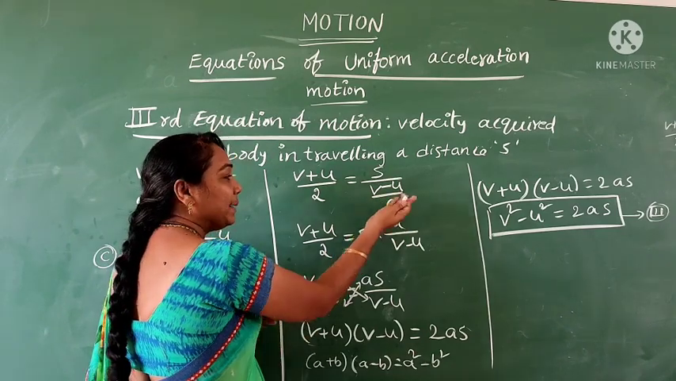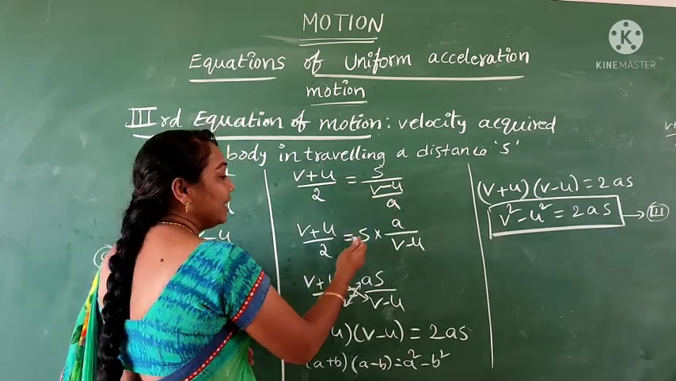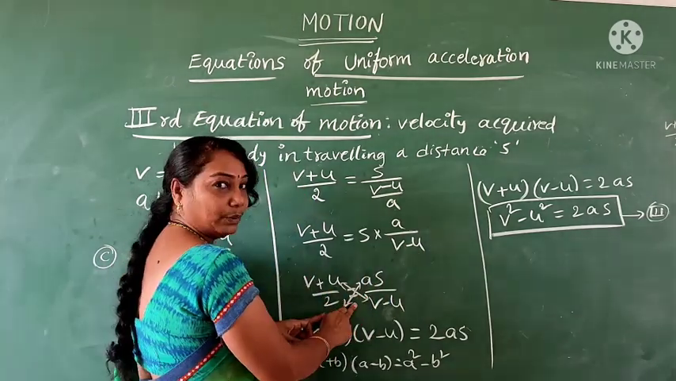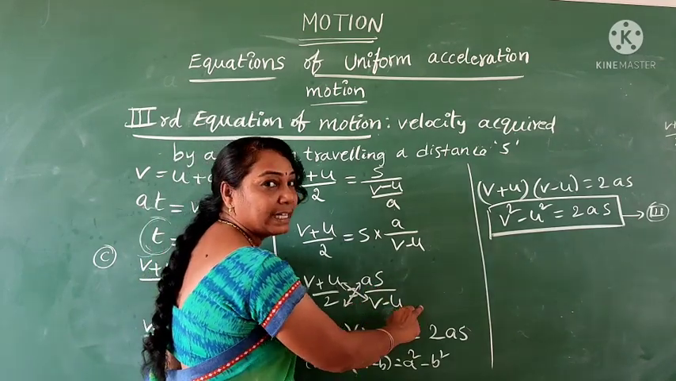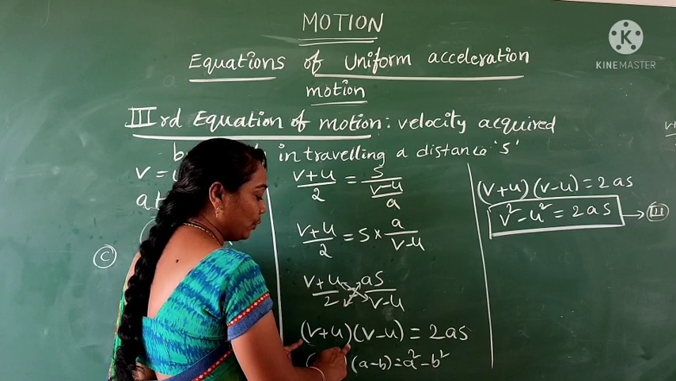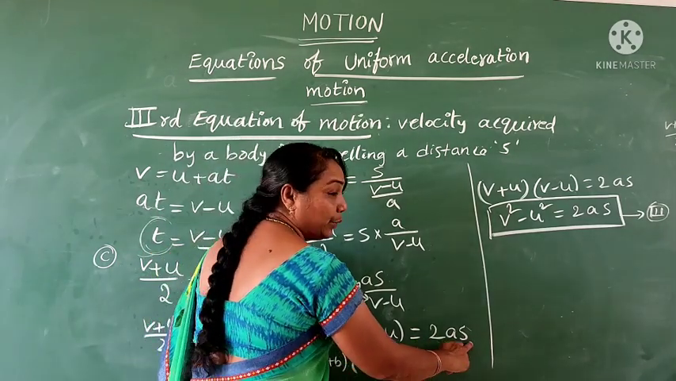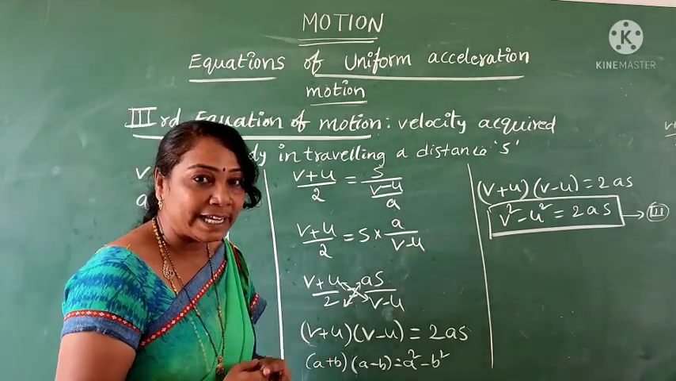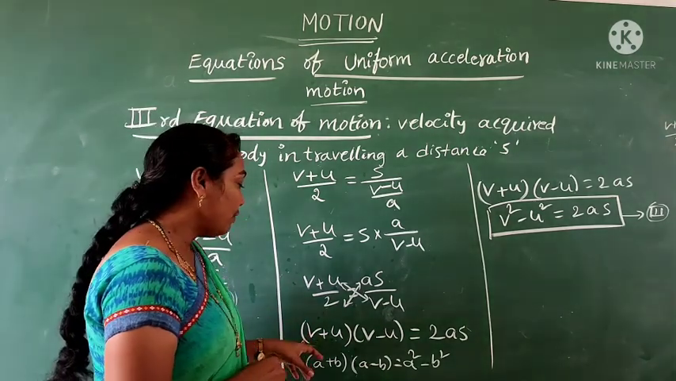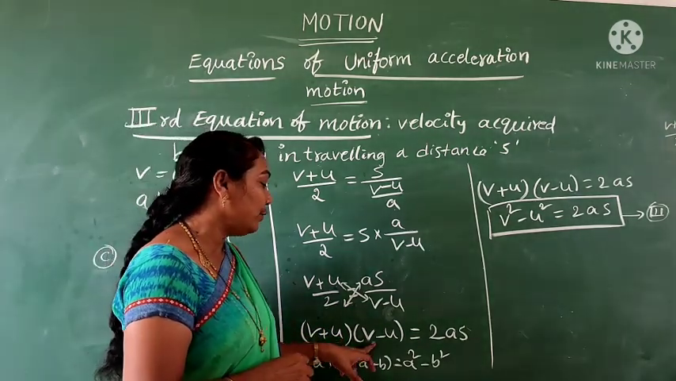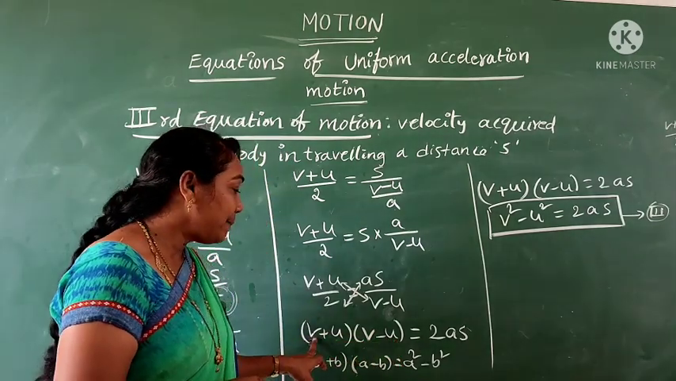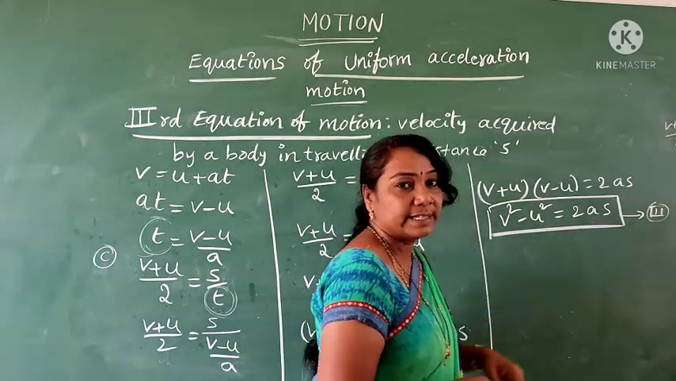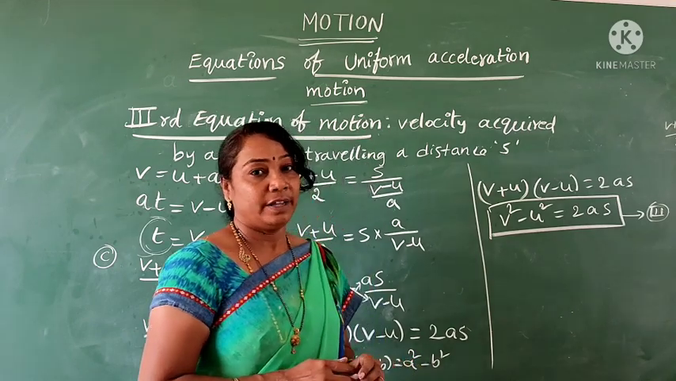What will happen? a by (v - u), s into a by (v - u). (v + u)/2 = as/(v - u). So (v + u)(v - u) = 2as. It looks like the mathematical formula (a + b)(a - b) = a² - b². Okay. Now from this formula, (v + u)(v - u) is v² - u². So v² - u² = 2as. This is the third equation of motion.